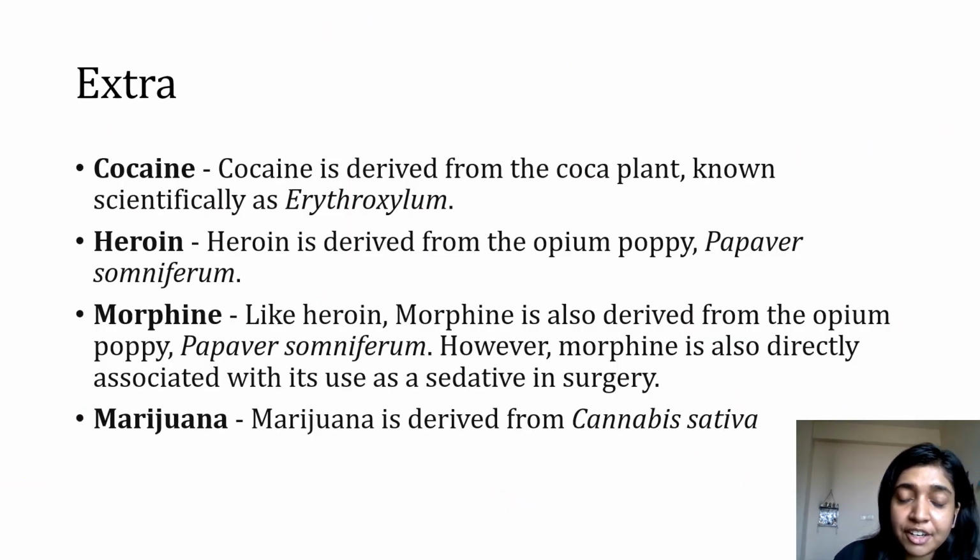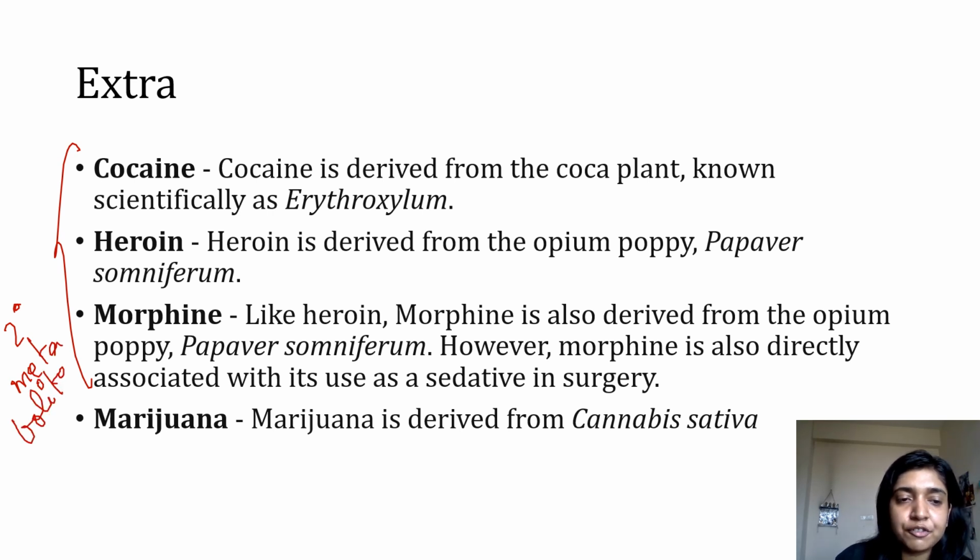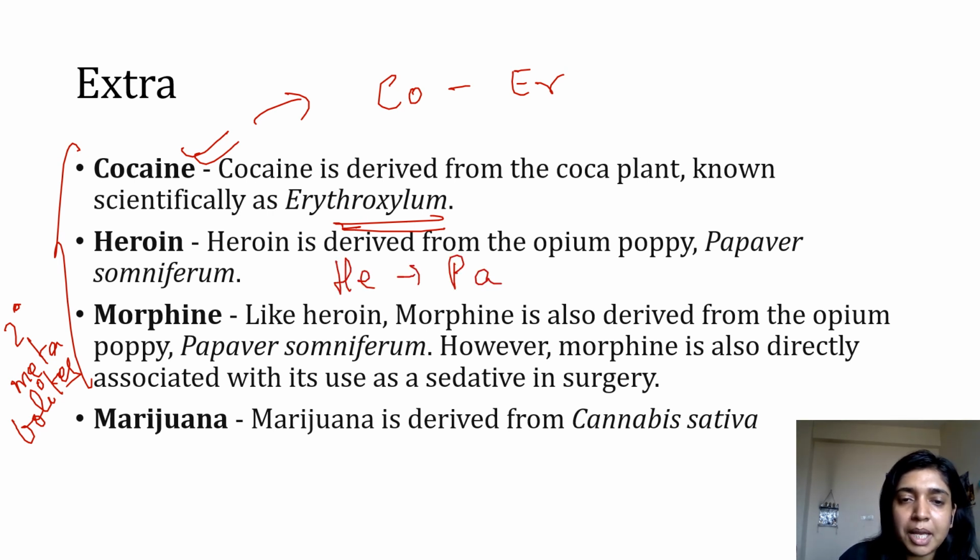These are some extra things that I have prepared because questions have come from these parts. So these are all your secondary metabolites. In the past, questions have come from this part, so I just thought it would be useful. When we are talking about cocaine, it is derived from erythroxylum. Just something to remember by. Heroin is derived from papaver. HEPA. Morphine is derived from papaver somniferum again, MOPA, HEPA and MOPA.